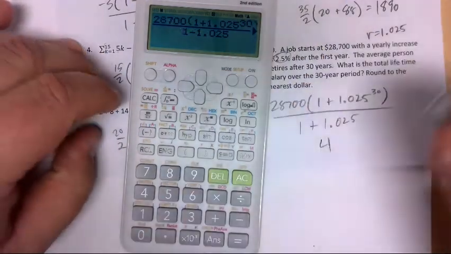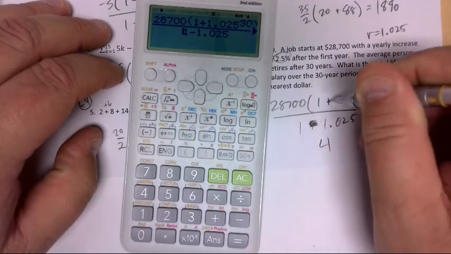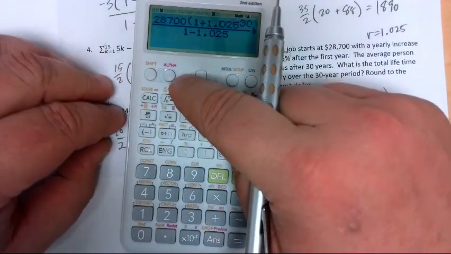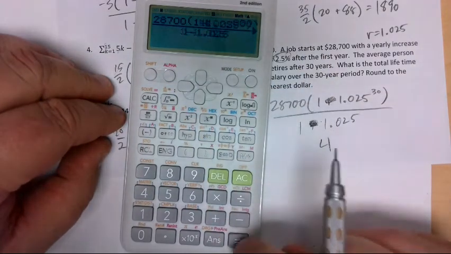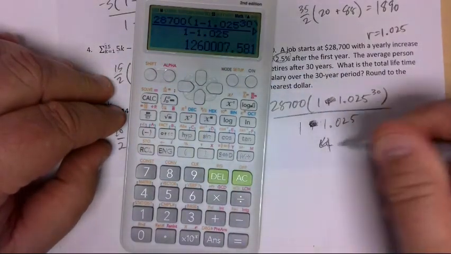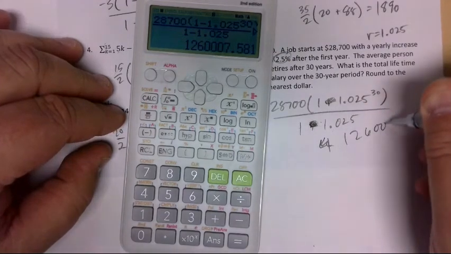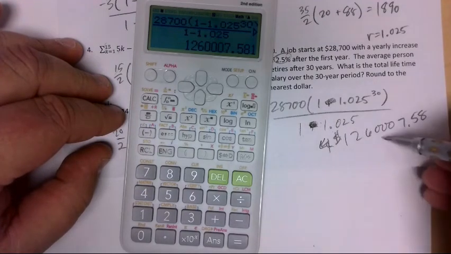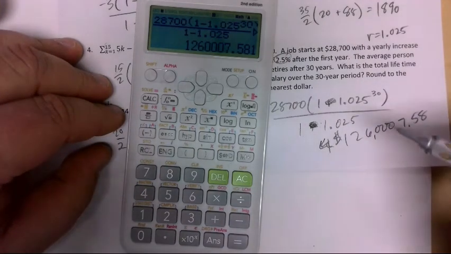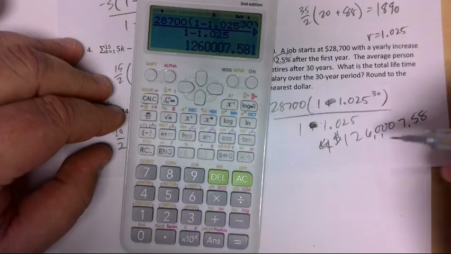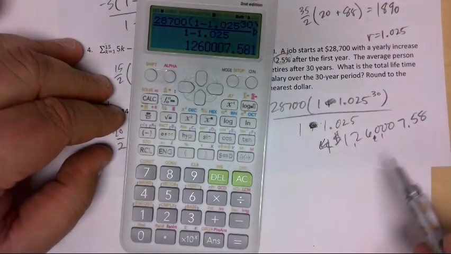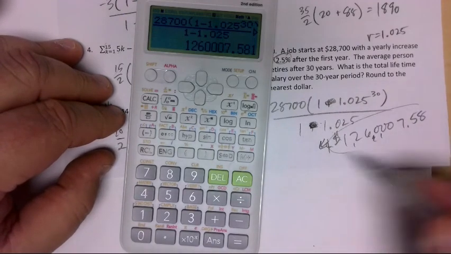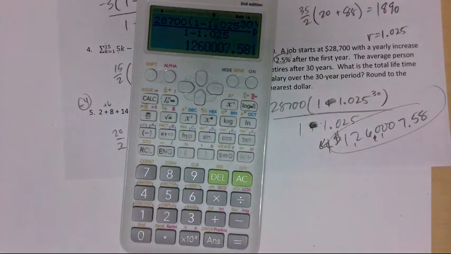It should be minus. The formula up there says minus. It's going to say 43,000. That doesn't make sense. So minus, and there we go. That's $1,260,007 and some change over the entire career. Okay, there's the first page. Moving on to the second.